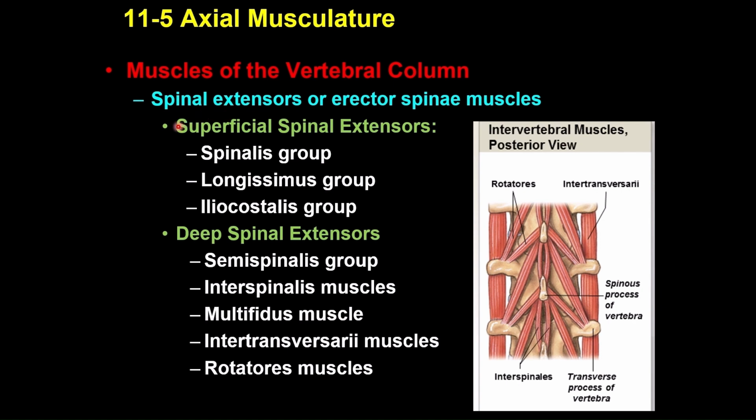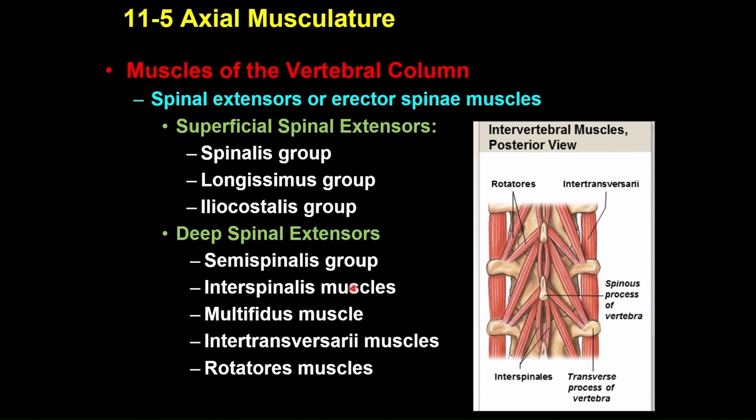There are two different layers: the superficial layer and the deep layer. The superficial layer is made of three muscles, medial to lateral: the spinalis, the longissimus, and the iliocostalis. The deep layer is made of two big muscles and three smaller muscles. Semispinalis and multifidus are the bigger muscles. I will show it to you in the next slide.